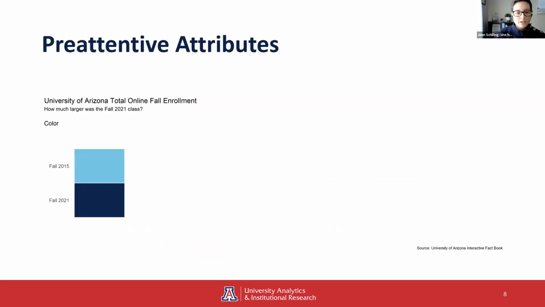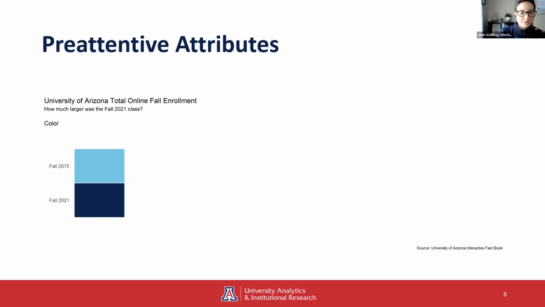So we're going to take a look at a comparison between different pre-attentive attributes with numeric data. And through this example, we're going to look at how color, size, length, and position perform when we're trying to make a comparison or evaluate numbers. And the two numbers we're going to be comparing in this little example are the University of Arizona total online fall enrollment in fall 2015 and fall 2021. And our university, like I'm sure many universities, has experienced a large growth in online enrollment over the recent past. And so we're going to see if we can tell how large that growth has been.